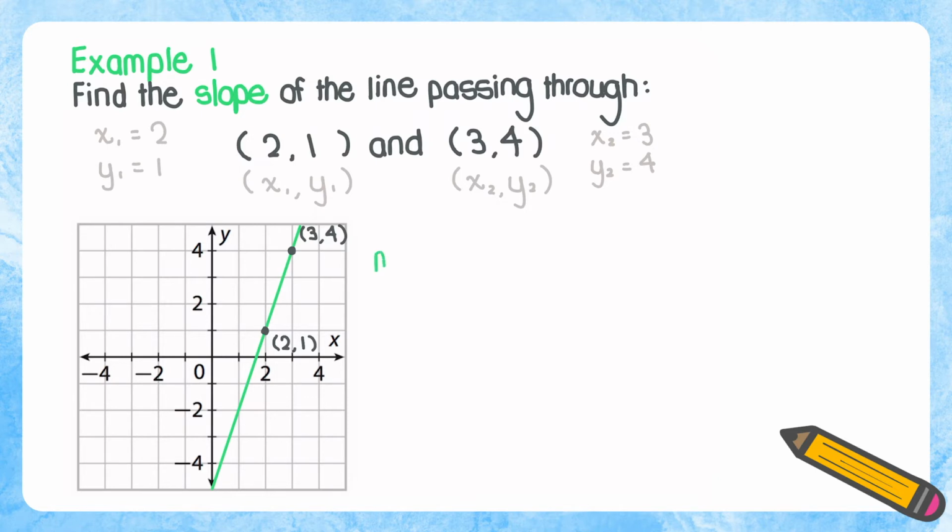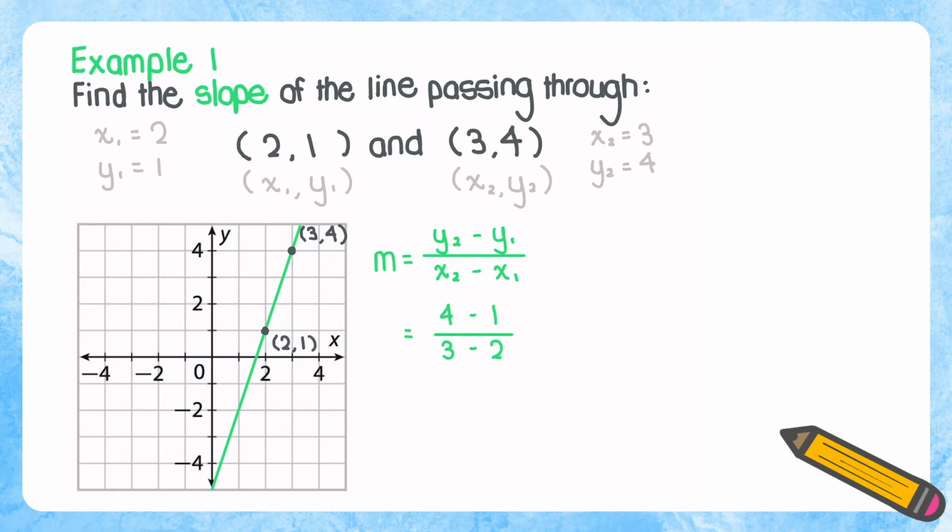Our formula to find the slope is m equals y sub 2 minus y sub 1 over x sub 2 minus x sub 1. And then we're just going to replace these with actual numerical values. So y sub 2 equals 4, so I'm going to write 4 minus 1, because that's y sub 1. x sub 2 equals 3, so 3 minus 2, because x sub 1 equals 2.